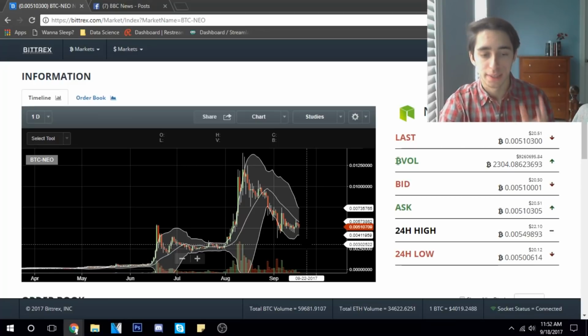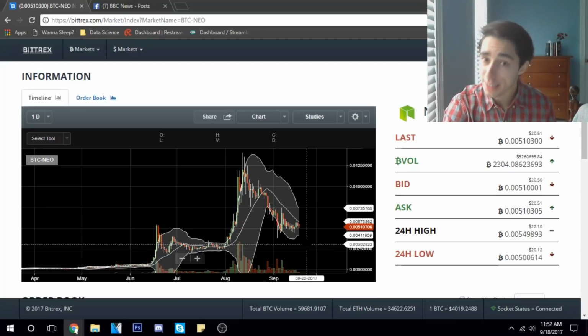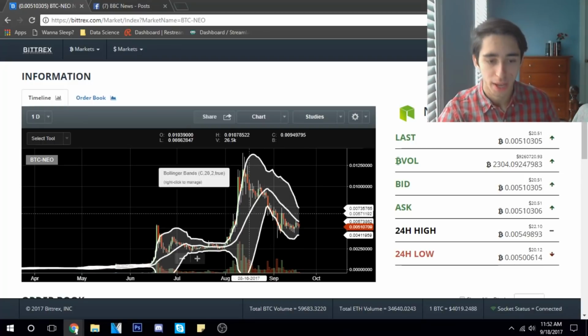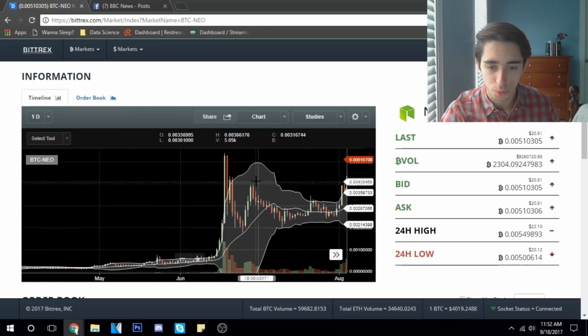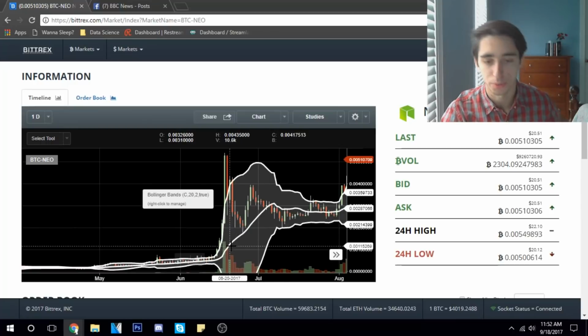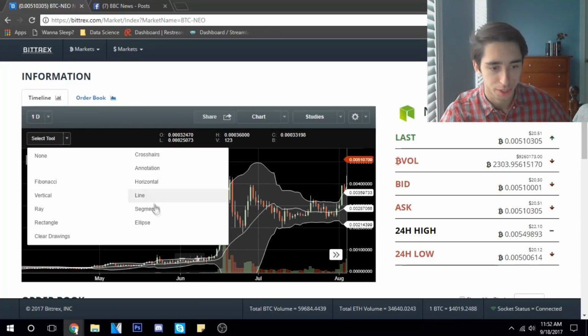Now, that doesn't always mean it's going to be to the upside. It can be to the downside sometimes. That just means that some kind of big movement is happening. And this is why wedges are really important. As you can see, as the bands coil in, we also know that on Neo, there was a wedge coming in on the price action, as we can draw it on our chart actually here.